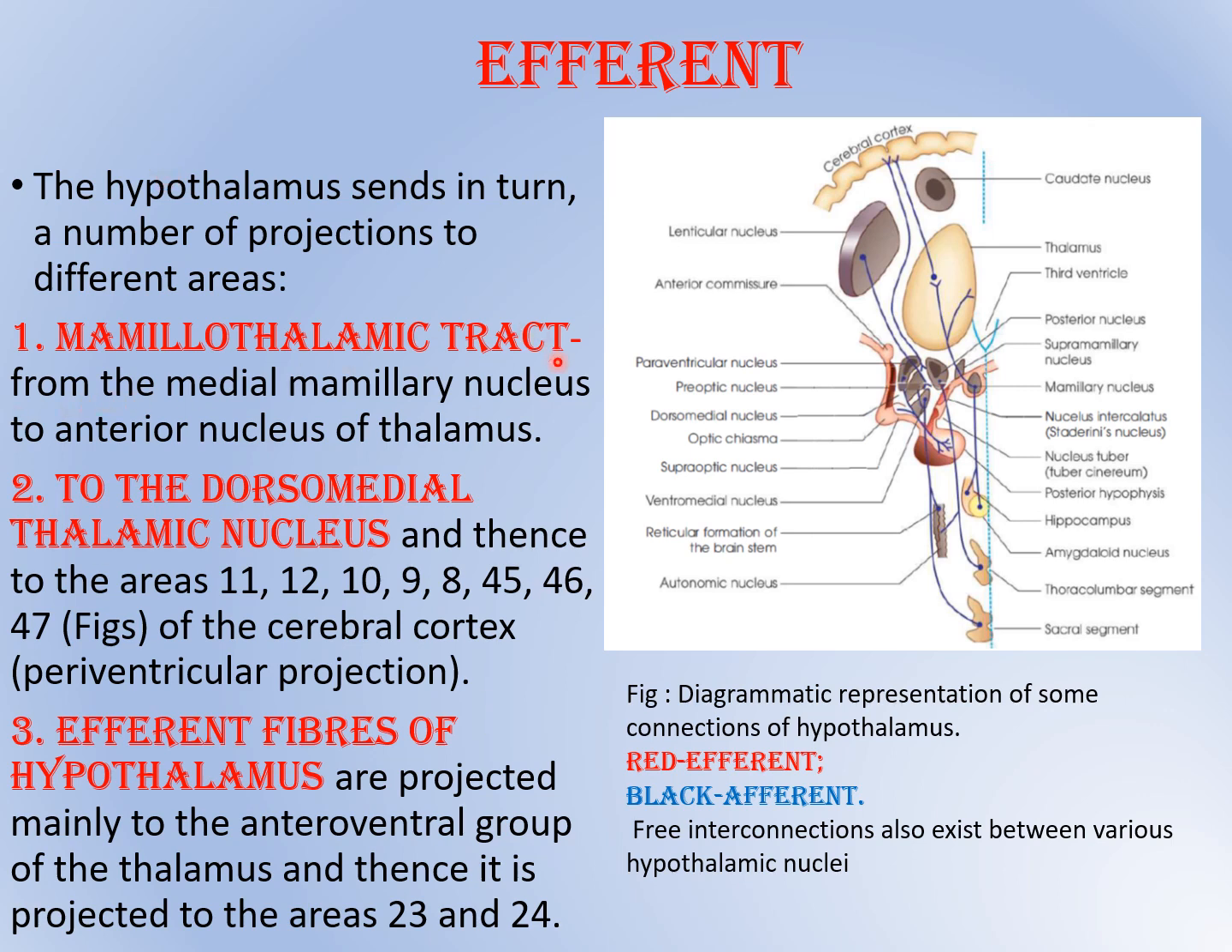So the mammillothalamic tract goes from the medial mammillary nucleus to the anterior nucleus of the thalamus and to the dorsomedial thalamic nucleus, and thence to areas 11, 12, 10, 9, 8, 45, 46 and 47 of the cerebral cortex, meaning periventricular projection. Then efferent fibers of the hypothalamus are projected mainly to the anteroventral group of the thalamus, and thence to areas 23 and 24.